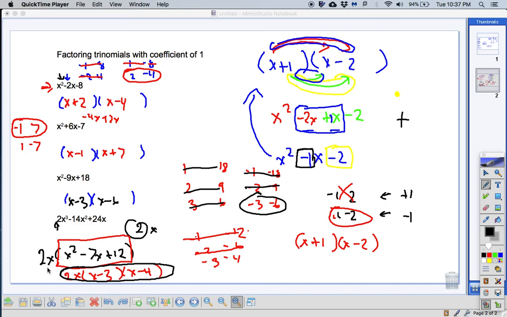So everything you do at the beginning of 12.3 with the things in common can still apply in the trinomials. And remember, to factor a trinomial, it needs to have a 1 as a coefficient, and it must be an x squared. Otherwise, this trick does not work.